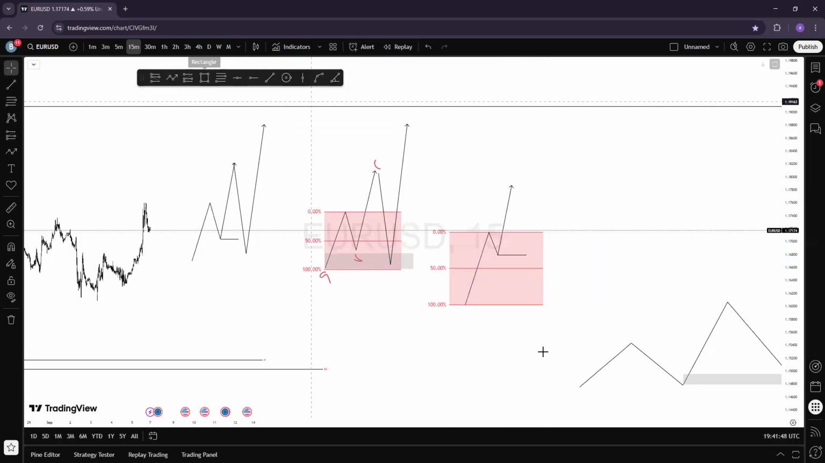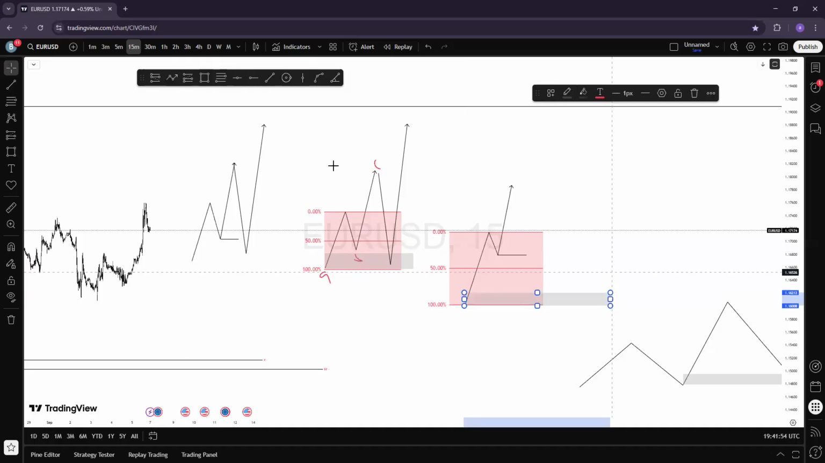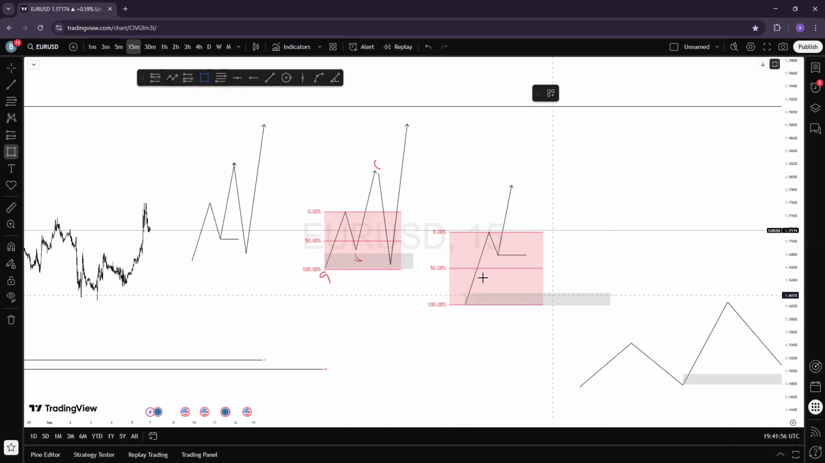That is why most of the time a lot of traders will mark their POI, their order block, somewhere around there, and some people will mark a breaker somewhere around there. You just see the market will come here, take out the B leg, fill the 50%, and then buy.